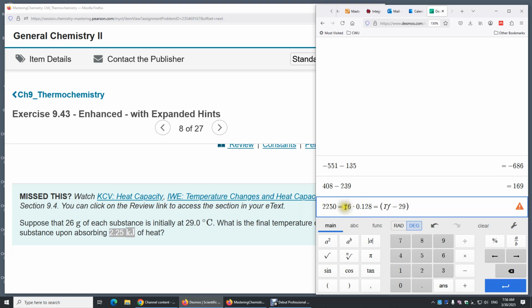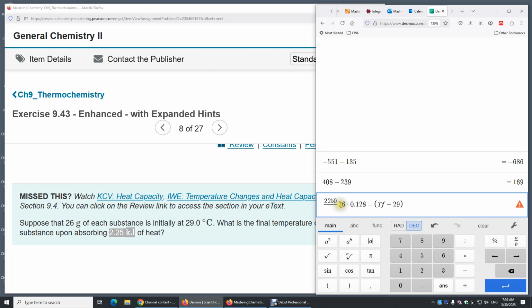I'll put an equal sign here, and it should be divided by, I'll put this here on the bottom. So this is the equation. And of course, if T final minus 29, this is the temperature change, is equal to this, then T sub f should be 29 plus this. So I will just do this whole thing plus 29. That will be our T final. This is the equation we're going to use.